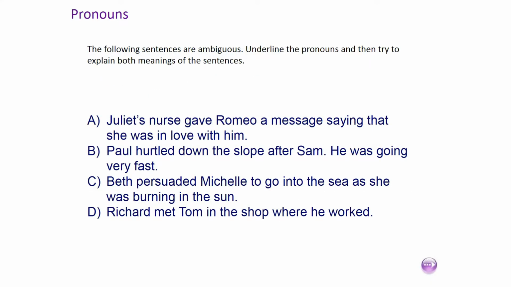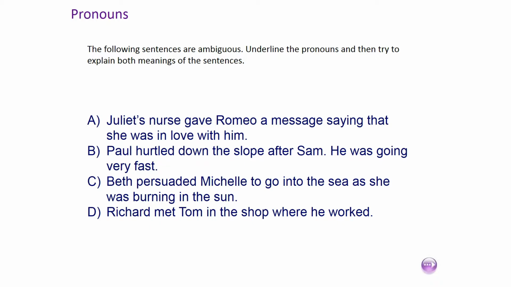The following sentences are ambiguous. We're going to look at the pronouns and then try to explain the two meanings of the sentences. A. Juliet's nurse gave Romeo a message saying that she was in love with him. Now, the she here, the pronoun, is ambiguous because we are not sure if it's Juliet who's in love with Romeo or the nurse.